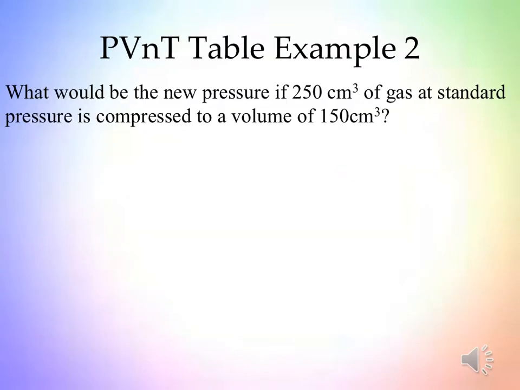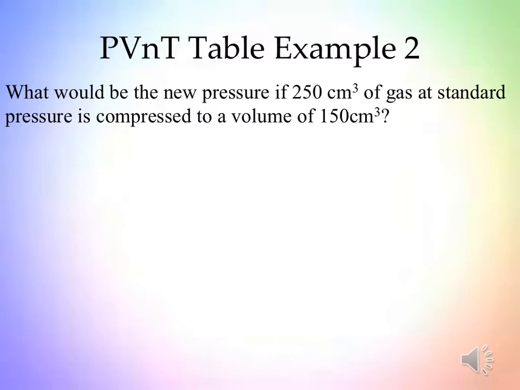So now what I want you to do is see if you can solve this second example using the information that we went through in example 1. Can you set up the PVnT table, can you fill it in, and then can you multiply by the appropriate factor? So to start out, I'll start it out with you. The first thing that you want to do is read through the problem and label your variables.